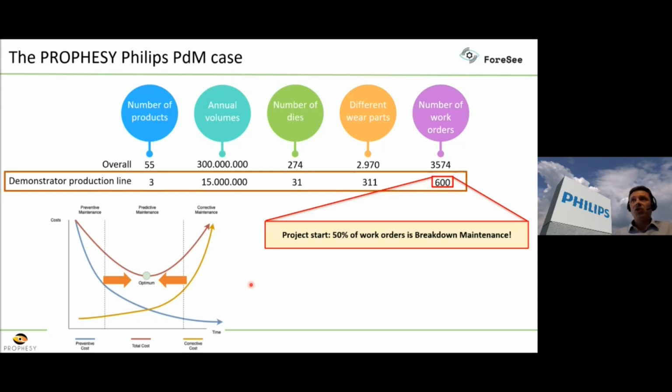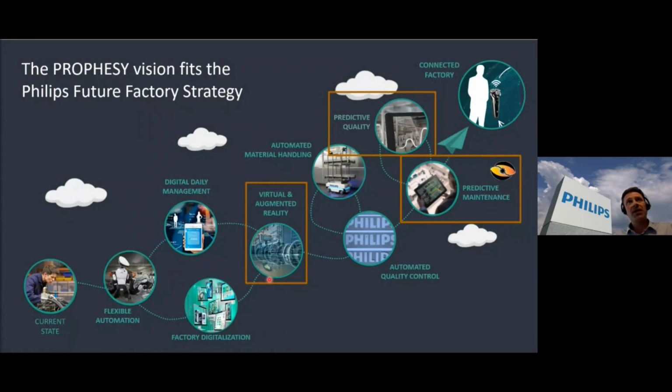So this slide shows the fit between the Prophecy vision and the future factory strategy of Philips. So that was for us also a second argument to join the Prophecy Consortium, where Prophecy is about predictive maintenance, which is on our technology roadmap, as well as the use of digital tools in the area of maintenance, like augmented reality. And all these steps are considered as building blocks, stepping stones towards predictive quality, which is of high importance to a mass production environment.